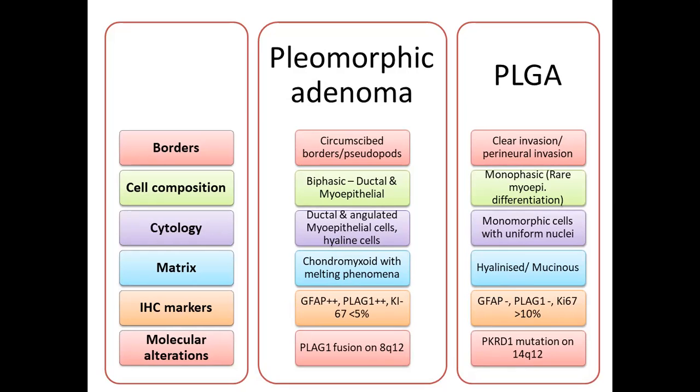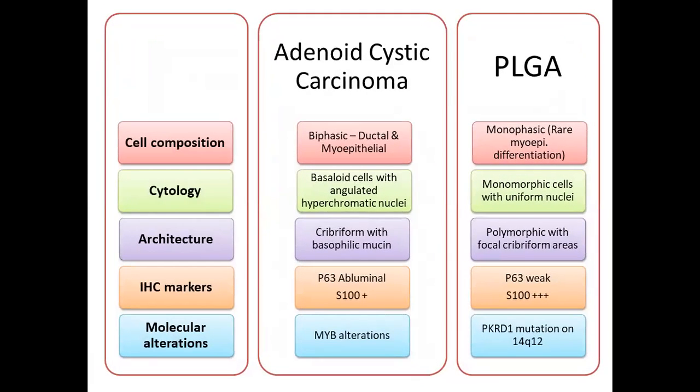When we talk about the molecular alteration, it is PLAG1 in cases of pleomorphic adenoma and PRKD1 mutation, which is a hotspot mutation and is highly specific for PLGA. Also, we need to differentiate it from adenoid cystic carcinoma, which is usually biphasic, whereas PLGA is monophasic. In adenoid cystic carcinoma, we appreciate basaloid cells with angulated nuclei, whereas in PLGA, there is a monomorphic cell population. Adenoid cystic carcinoma will give a cribriform pattern with basophilic mucin, whereas in cases of PLGA, polymorphism can be appreciated with focal areas of cribriform pattern. That is just a pattern of PLGA.